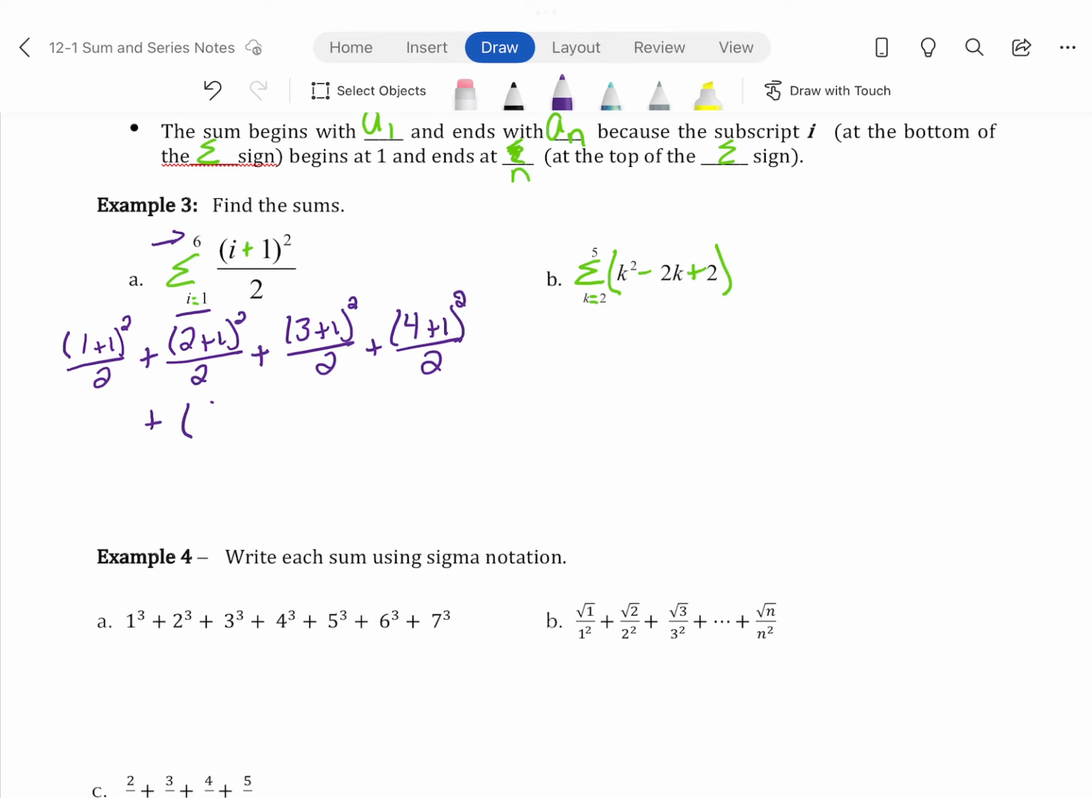Coming down because I'm running out of room. (5 plus 1) squared over 2. And I'm going to go until I get to that top number. Our top number was 6. So now that I've plugged in the number 6 up here, I'm done. So I need to figure out what all these are and add them together.